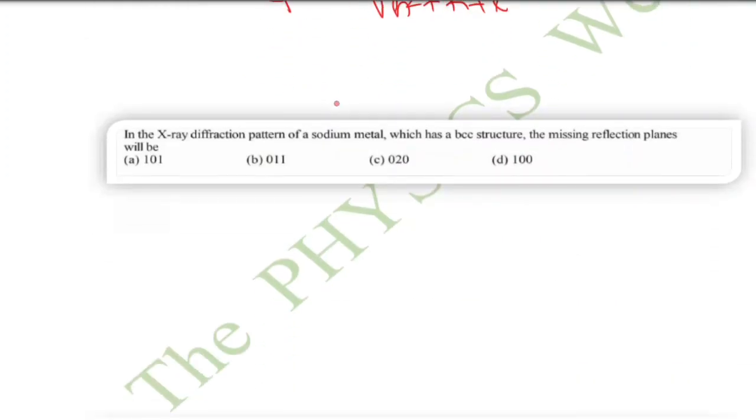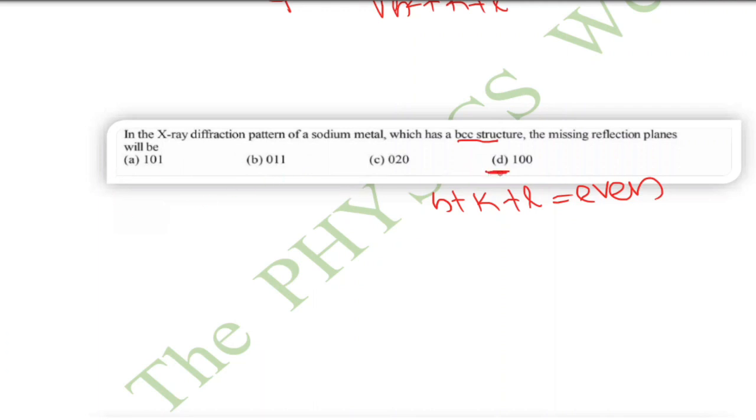In the X-ray diffraction pattern of a sodium metal which has a BCC structure, the missing reflection planes will be, we have discussed for BCC structure, the h plus k plus l value should be given. So you can check the options.